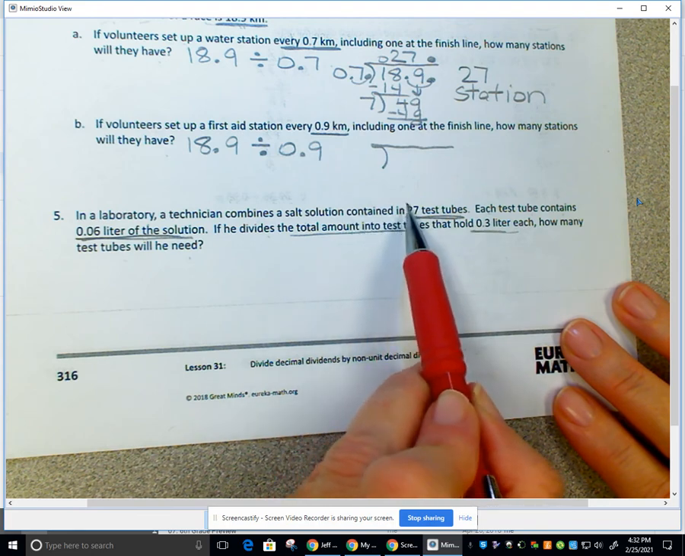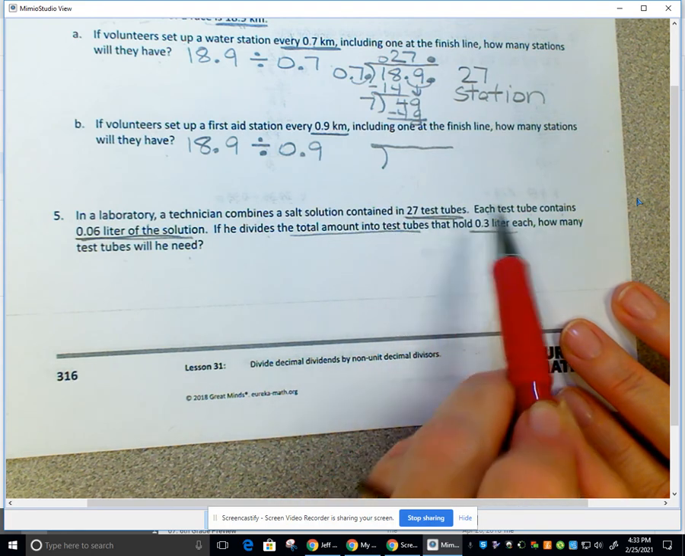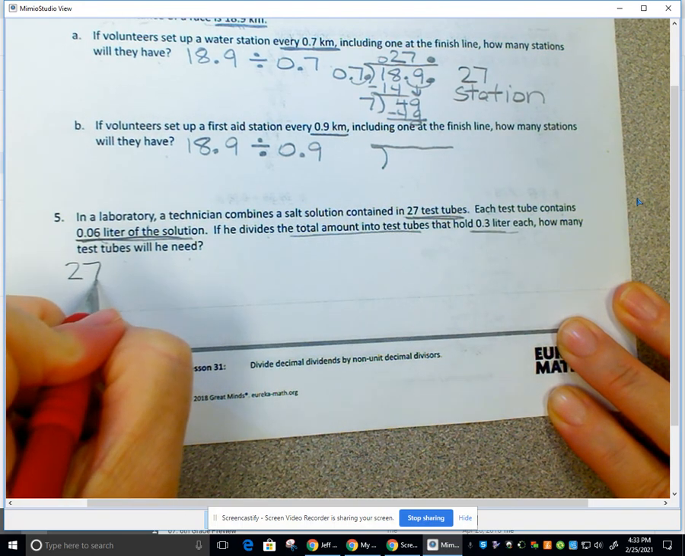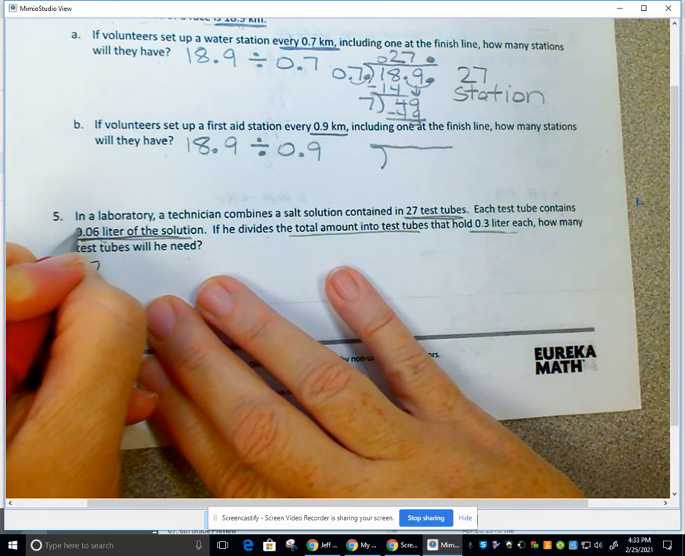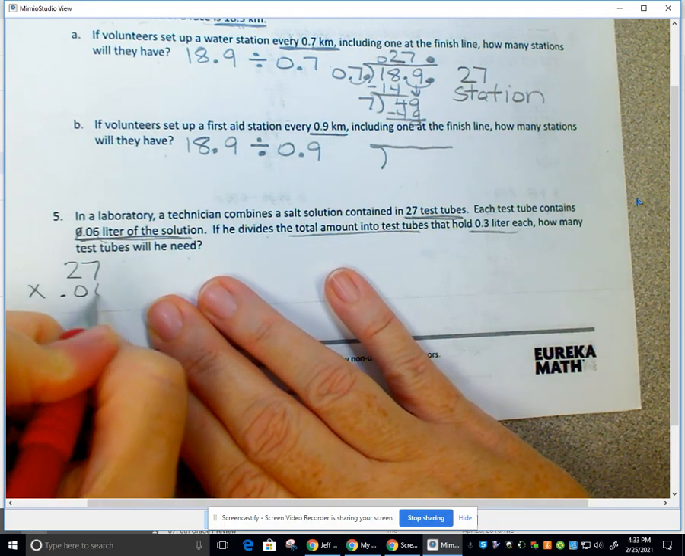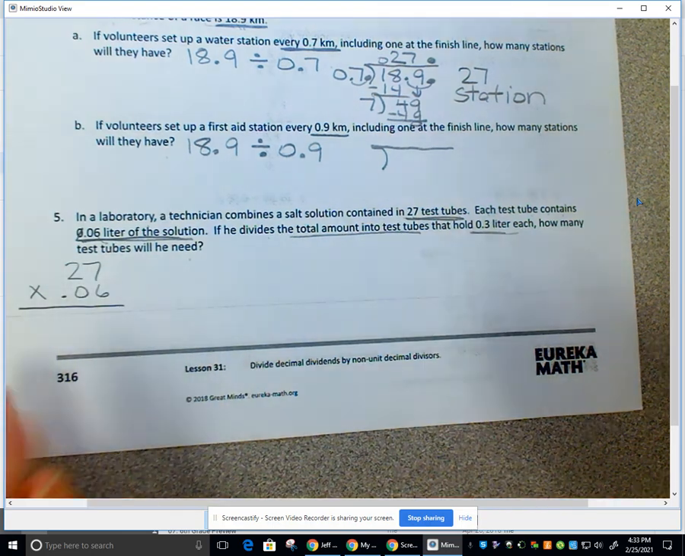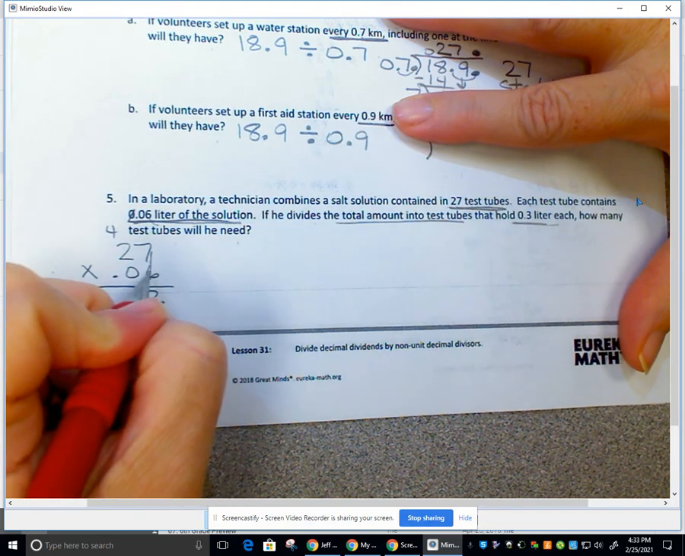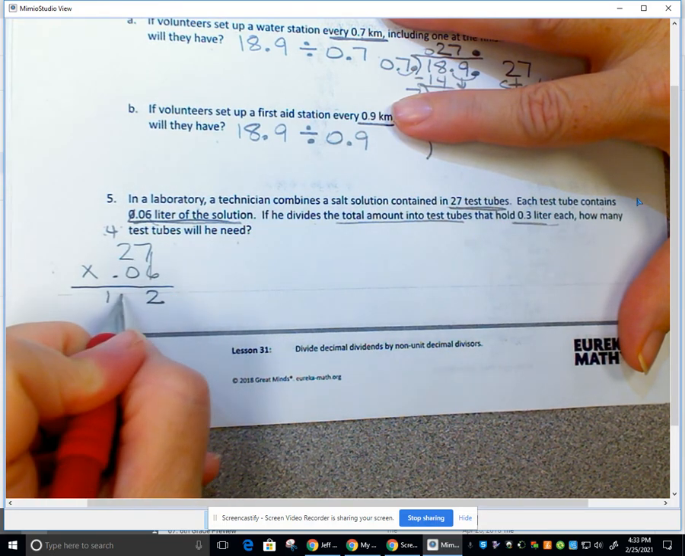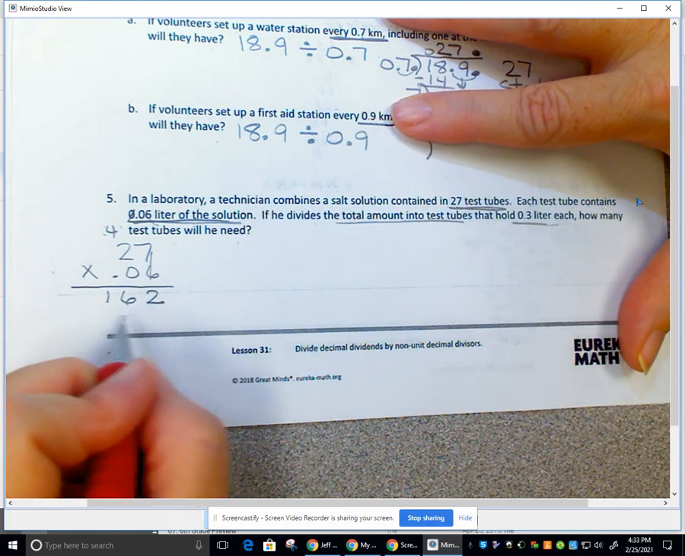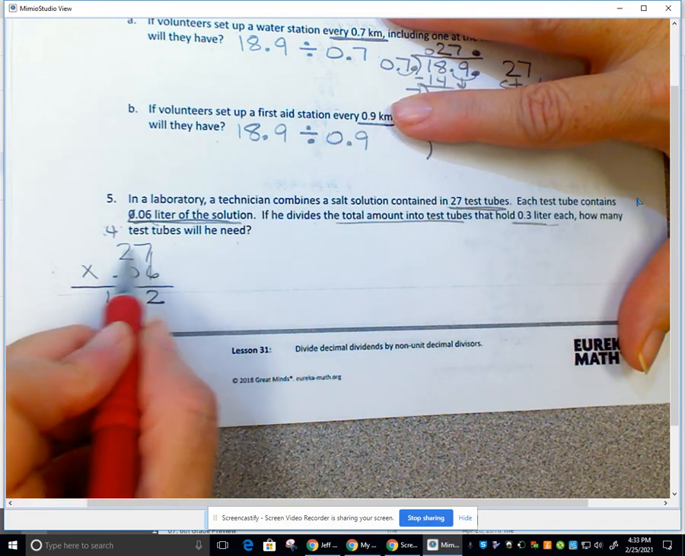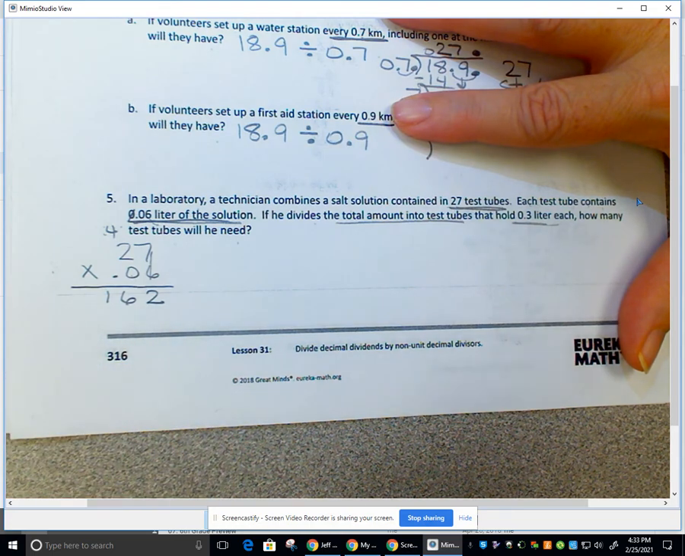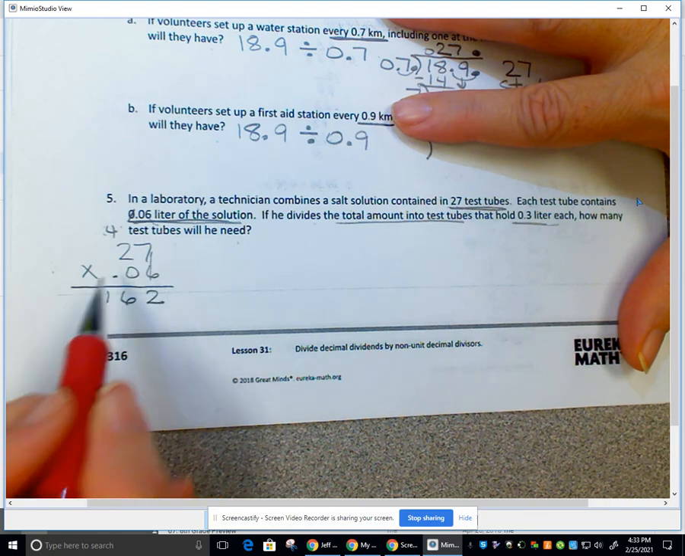It says he's got 27 test tubes, and each test tube has this much in it. So let's do 27 times, I'm going to get rid of that zero whole number, decimal 06. This will tell us how much liquid he has in all, the total. That's 42, 12, 13, 14, 15, 16. I'm going to stop here with my multiplying, because if I multiply 0 times everything, I'm just going to get zeros. It's not going to change this if I add. So here's my total. So I need to move my decimal 2 places, right?